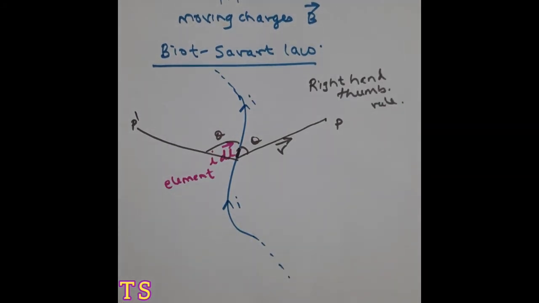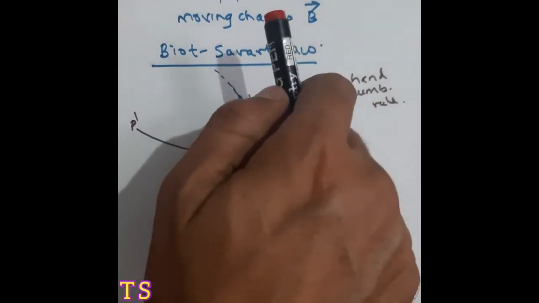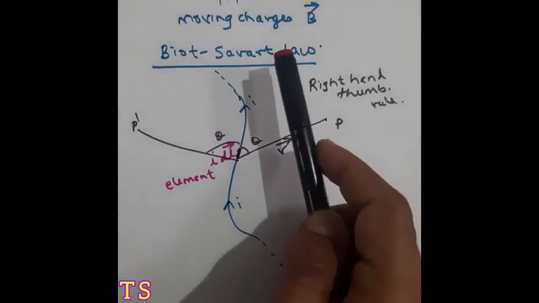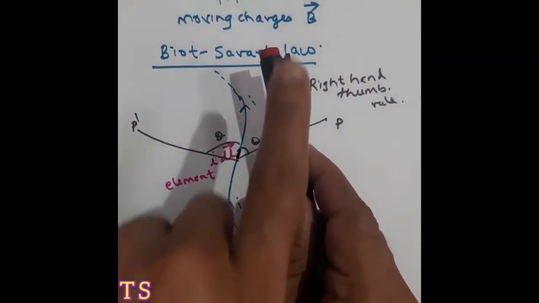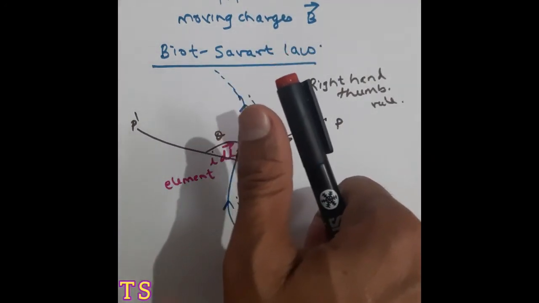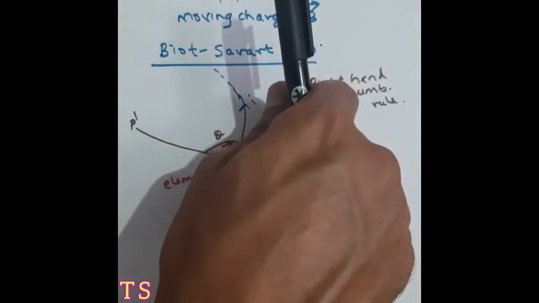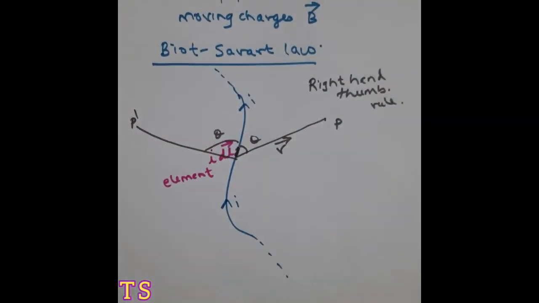You grab a current carrying conductor in your right hand. It's like this. Let's say that this cap indicates the direction of the current. It's in this direction. I hold this conductor this way. That is, the thumb indicates the direction of the current. Then the curled fingers will denote the direction of the magnetic field.